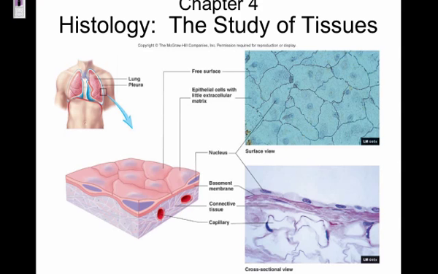Okay, this chapter is over tissues. And so we're going to look at how different cells are put together to make different tissue and their functions and structures. We'll look at epithelial tissues today. And tomorrow we're going to look at connective tissue. And the last part of the chapter is muscle and nerves.